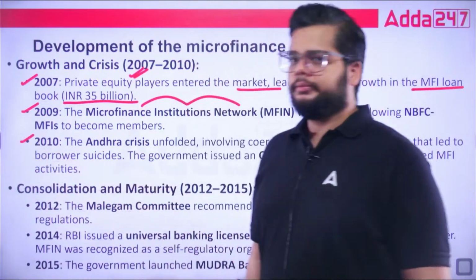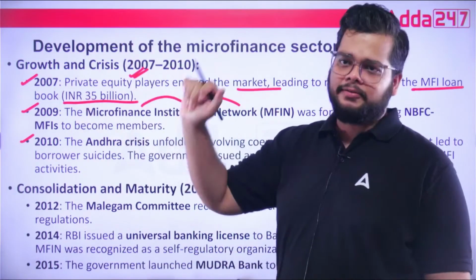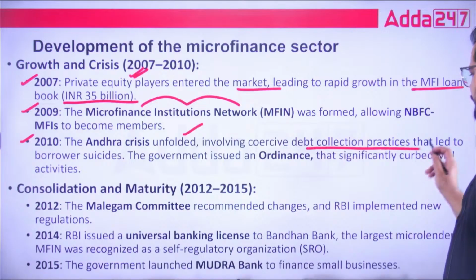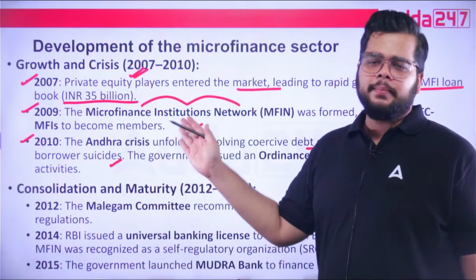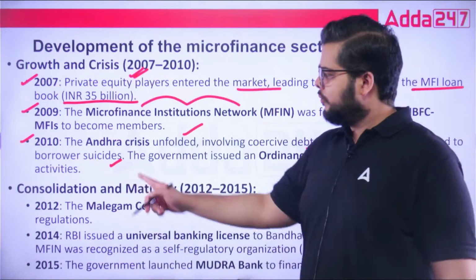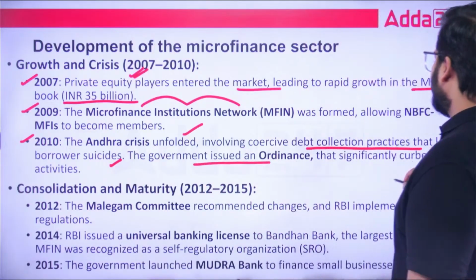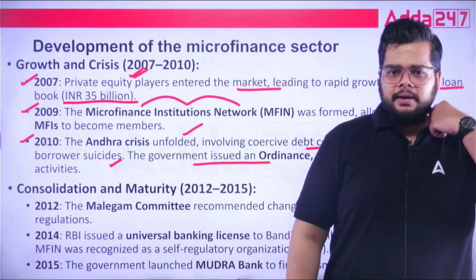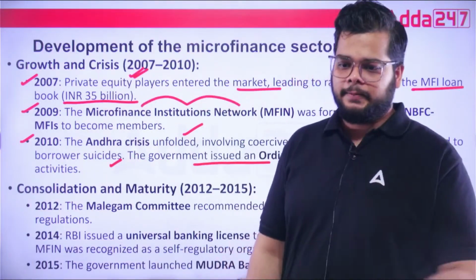Next, again in 2010, it will be facing crisis as it faced in the previous phase. So, the Andhra crisis unfolded involving coercive debt collection practices that led to borrower suicides. Public awareness, the lack of public awareness which must be provided by the financial institutions was termed as one of the major reasons of these suicides. The government issued an ordinance that significantly again curbed the MFI activities, again closing certain branches. Fine. So, started off with the growth 2007, ultimately in 2010 you will have the crisis.